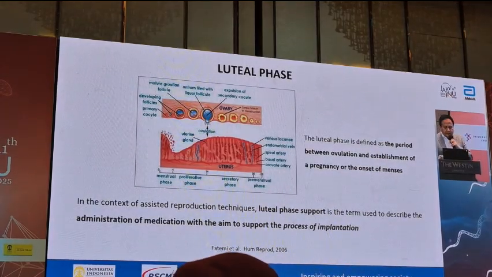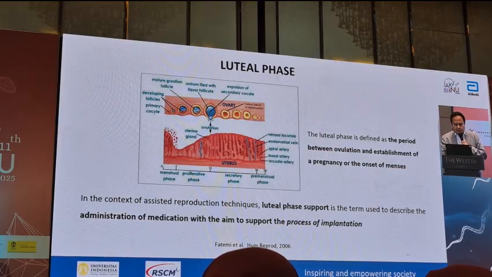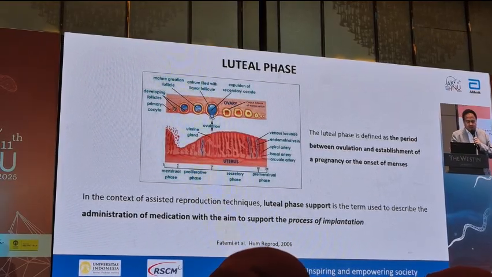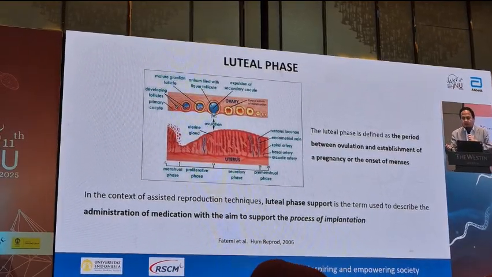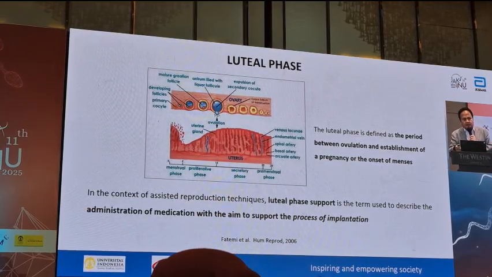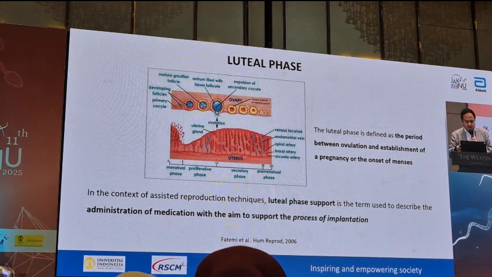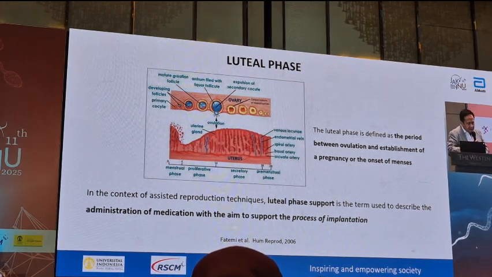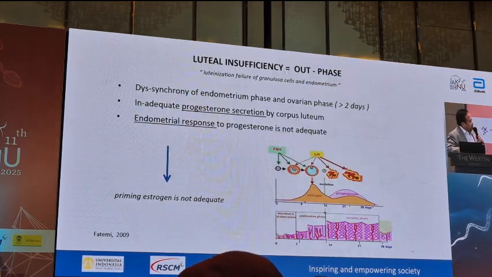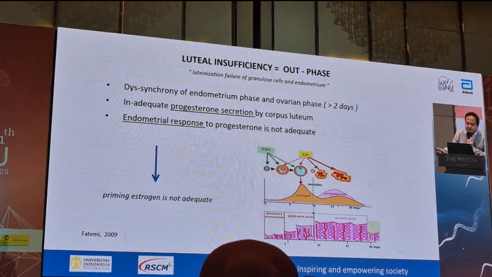So as an introduction, we know that the luteal phase is defined as the period between ovulation and establishment of pregnancy, or the onset of menstruation or menses. So that's why if we talk about luteal phase support, it means administration of drugs for supporting embryo implantation after the patient ovulates or after we do embryo transfer.